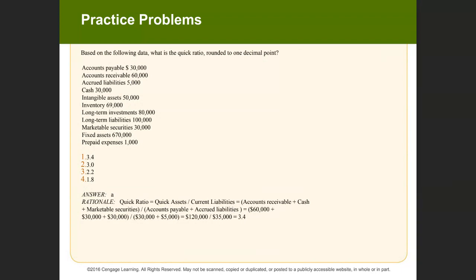So our quick assets are going to be our accounts receivable, our cash, and our marketable securities. Those are all our quick assets. And then our accounts payable and our accrued liabilities, those are our current liabilities.